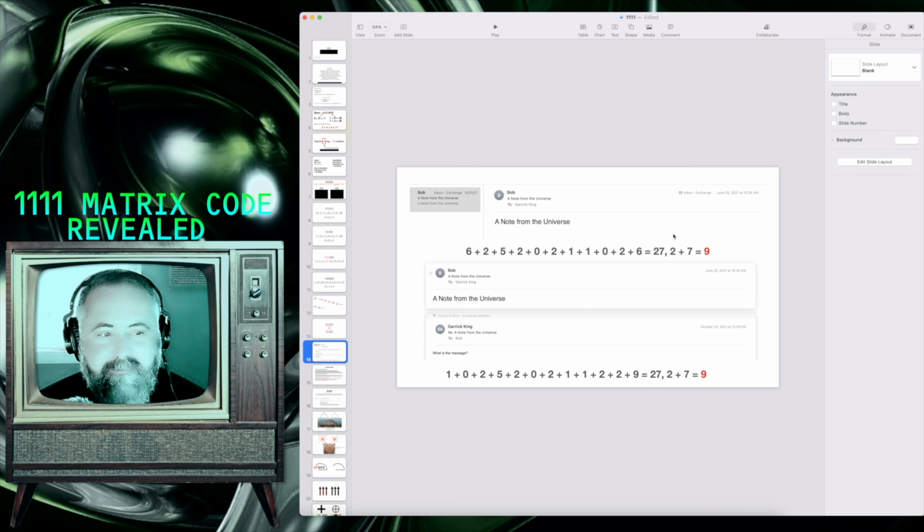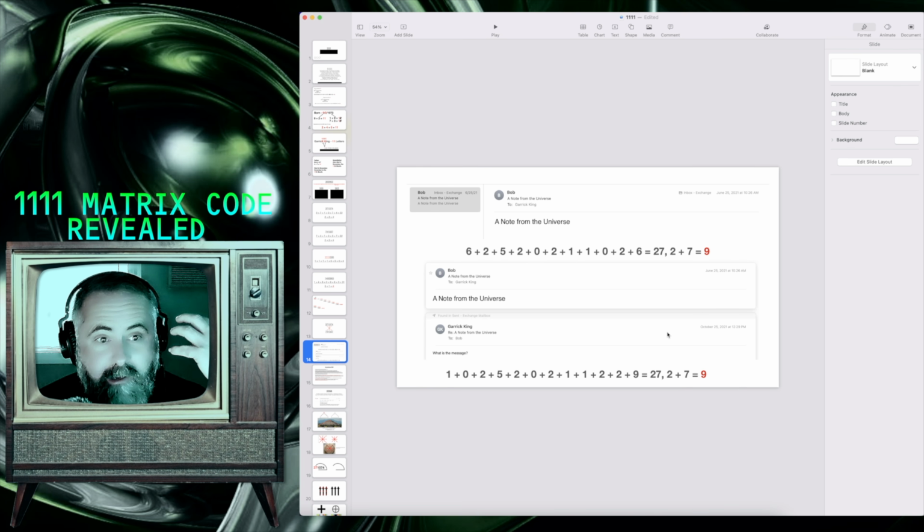Now here's some really interesting stuff. I took all the numbers from when Bob sent his email on June 25th of this year at 10:26. So I put all those numbers in, added them together, and got 27, which reduces to 9. Now, again, I responded to this email only after being prodded again and again and again by my coworker to respond. Again, I wasn't going to, but she just kept pushing me to do it. So finally I was like, okay, fine.